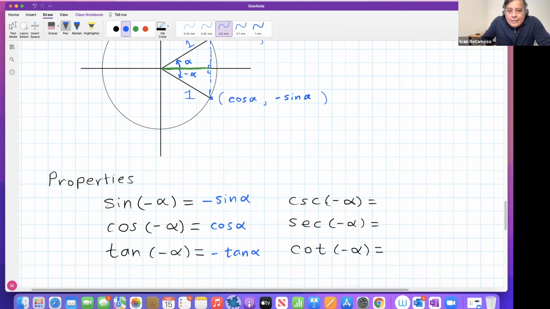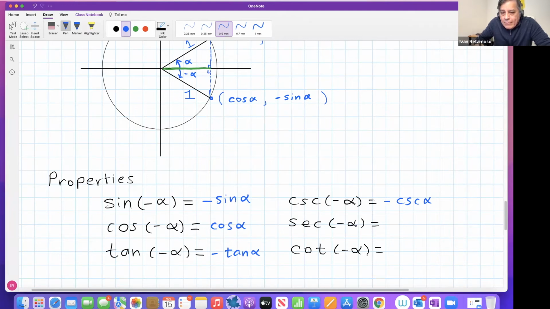Now, for cosecant, secant, and cotangent, we take the reciprocals of sine, cosine, and tangent, and we can show that cosecant of negative alpha will be minus cosecant of alpha. Because remember, when you flip a fraction, the sign stays. If the original fraction was positive, when you flip it you end up with a positive fraction. If the original fraction was negative, when you take the reciprocal it ends up negative. So this is justified. Cosecant of negative alpha is equal to minus cosecant of alpha.